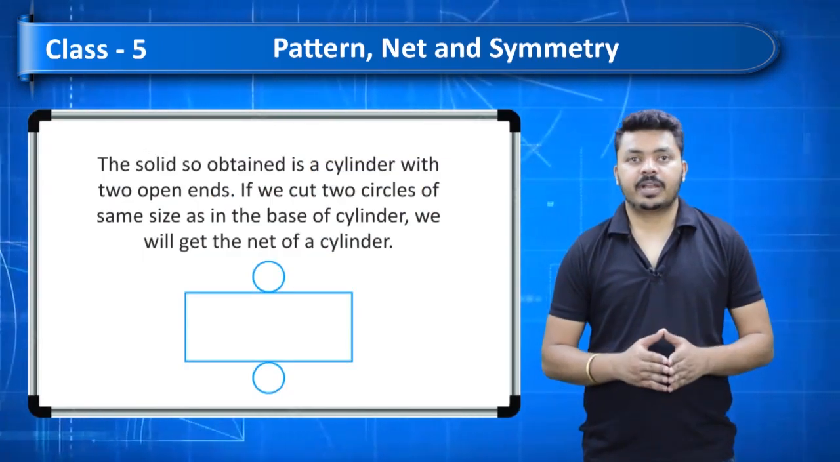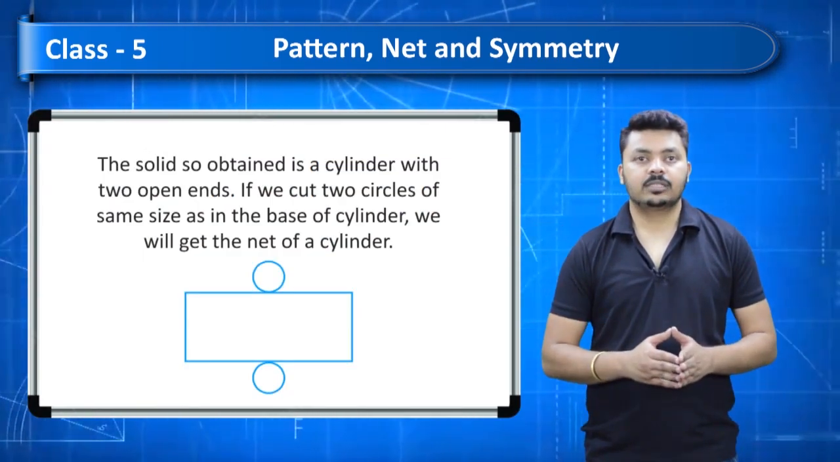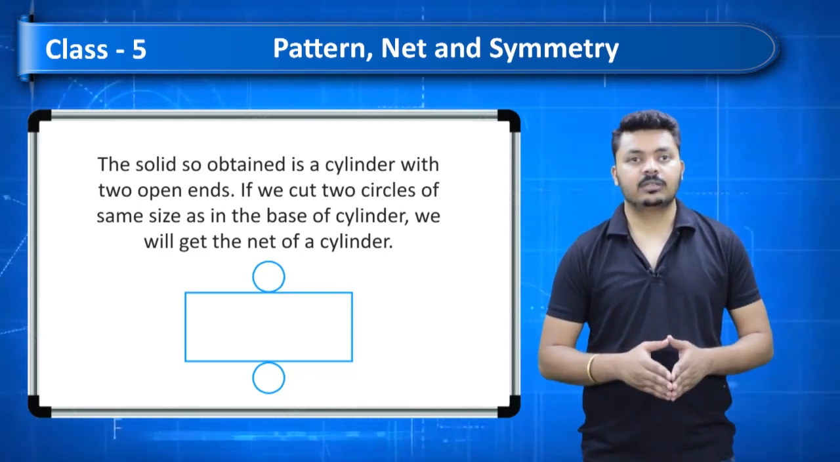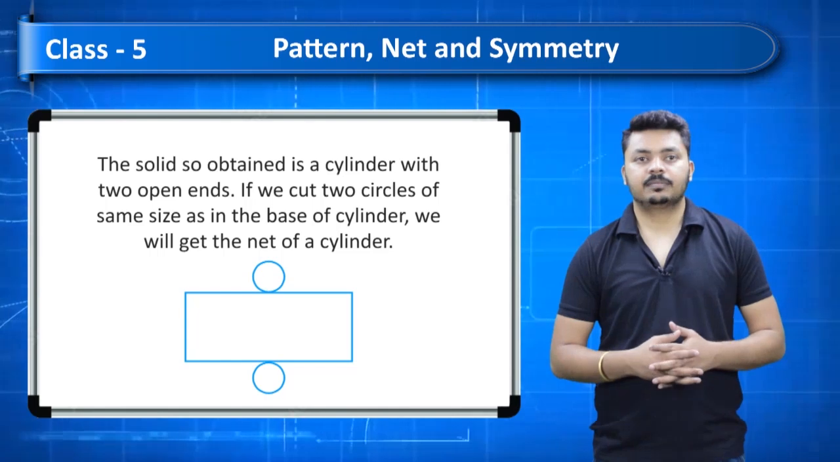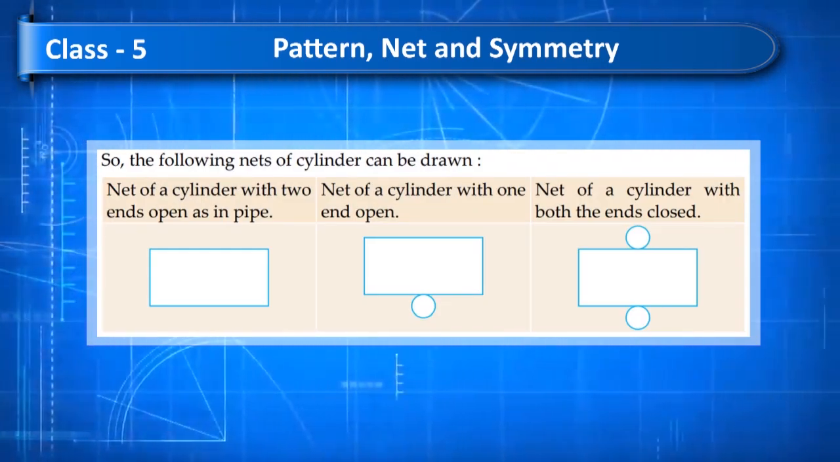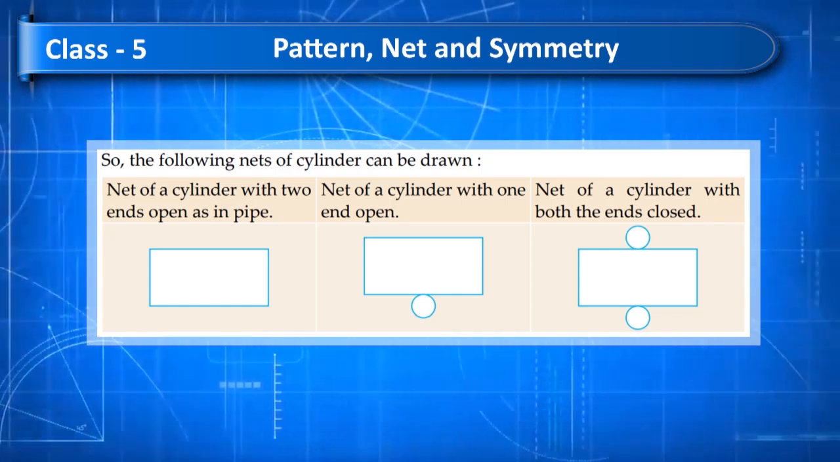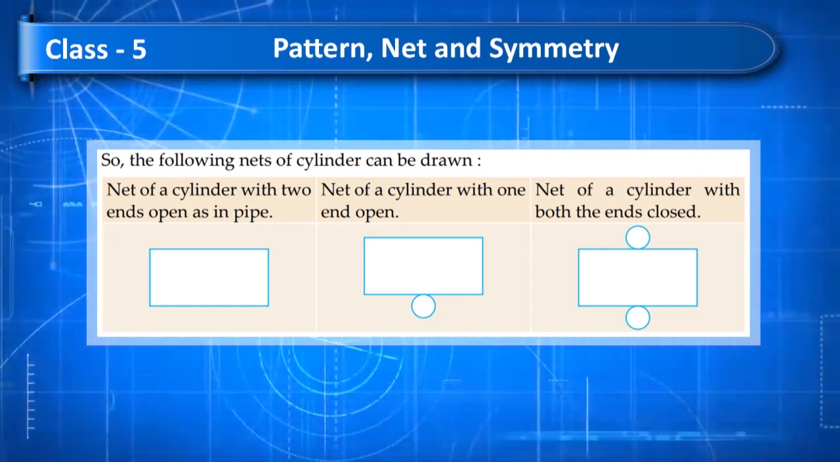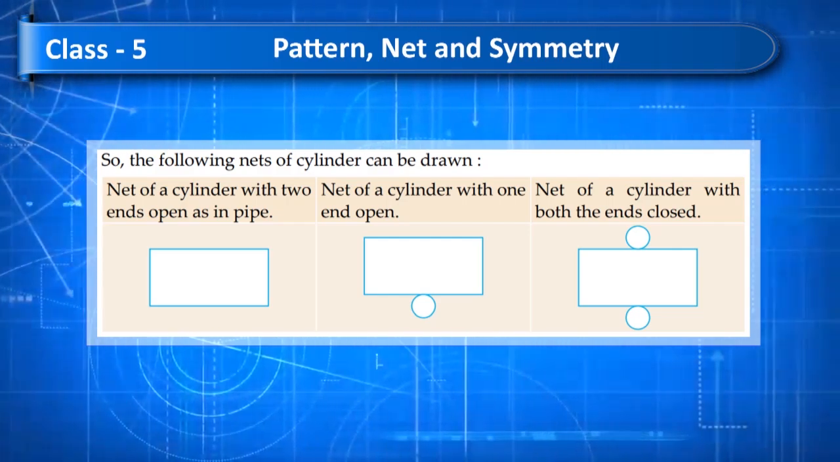The solid so obtained is a cylinder with 2 open ends. If we cut 2 circles of the same size as the base of the cylinder, we will get a net of a cylinder. So the following nets of a cylinder can be drawn. Net of a cylinder with 2 ends open, as in a pipe. Net of a cylinder with 1 end open. Net of a cylinder with both ends closed.